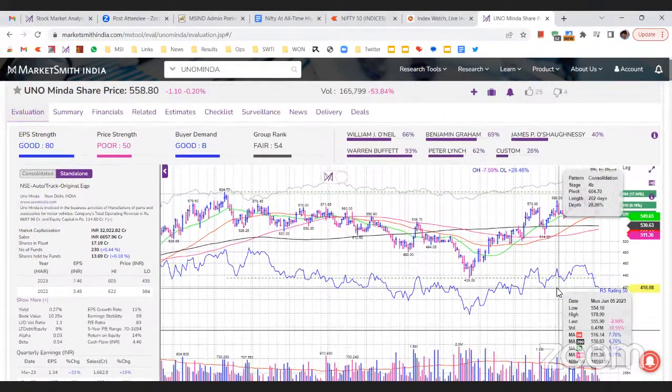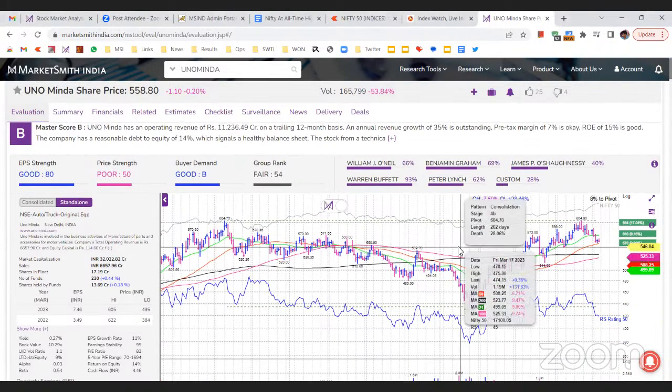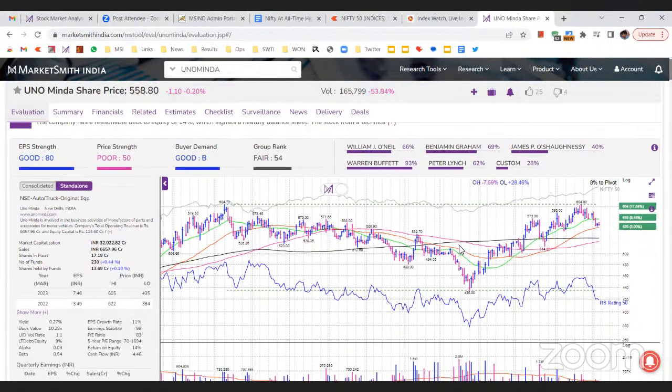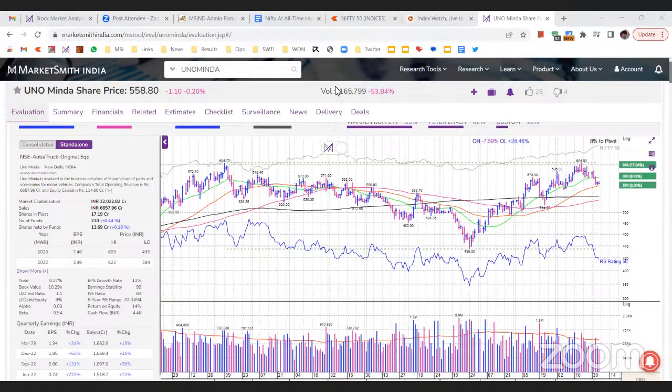So this particular query, okay. It's a stage 4B consolidation and again a late stage base. So as you already pointed out, late stage bases have higher chances of failing. You can see the stock did try to break out, but it was unable to break out, and it has come down to its 50 DMA as well.